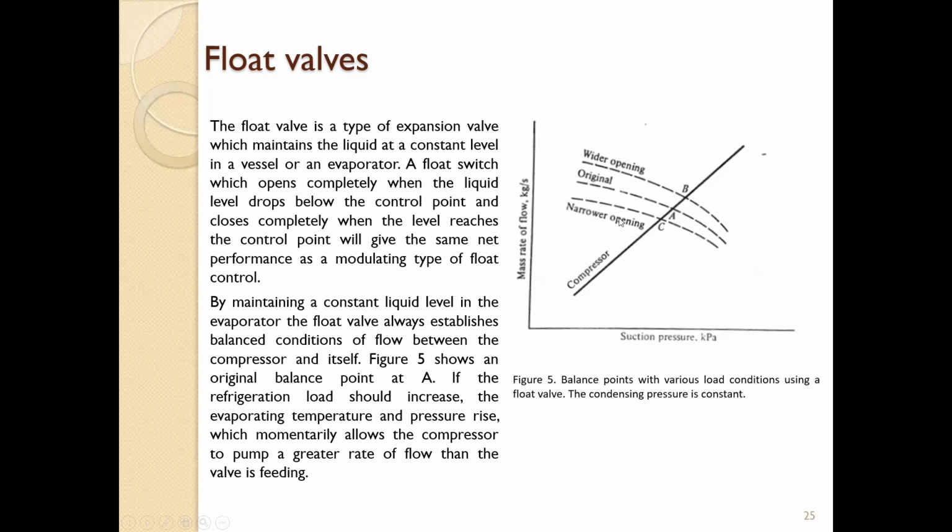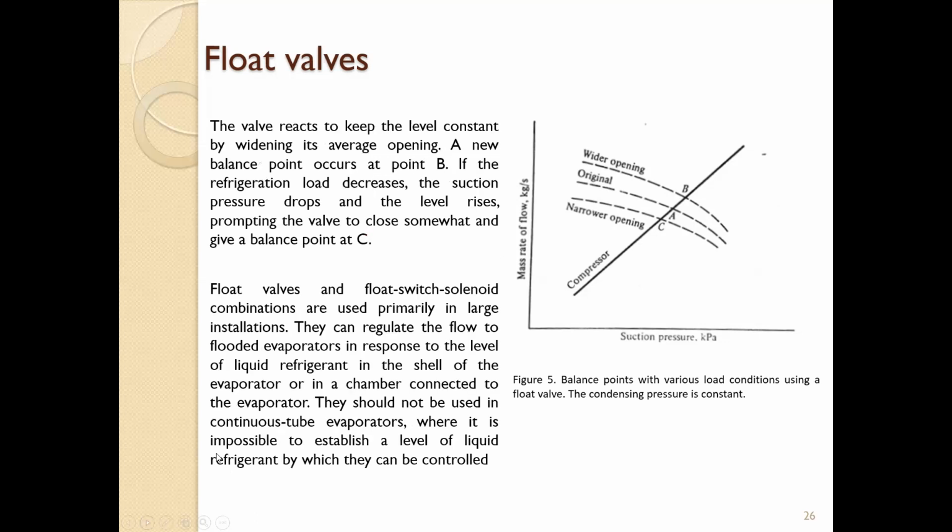Di ba? Tumataas. Pag wider open, tumataas yung flow. O pag narrower, numiliit. Yan ang control. So, kasi ang pressure niya is same. Minimaintain niya. The valve reacts to keep the level constant by widening its average opening. A new balance point occurs at point B. If the refrigeration load decreases, the suction pressure drops and the level rises, prompting the valve to close somewhat and give a balance point C.